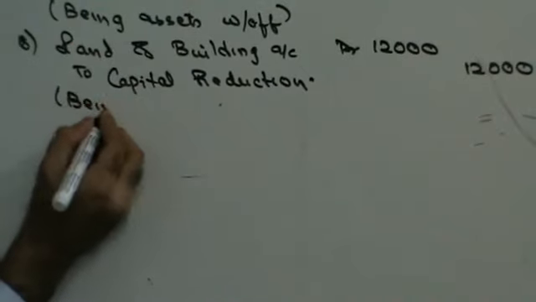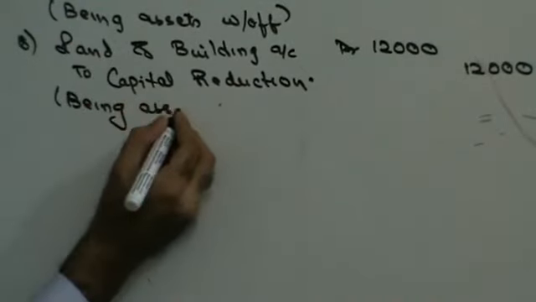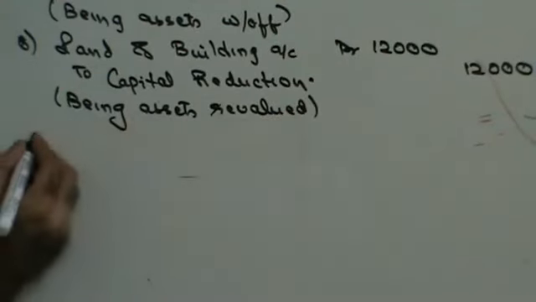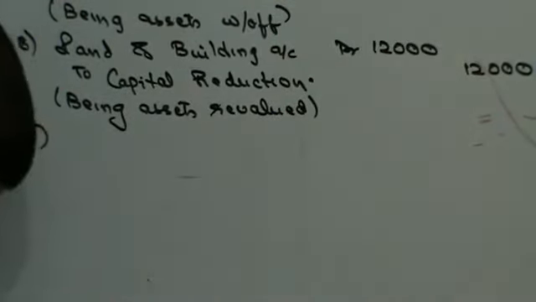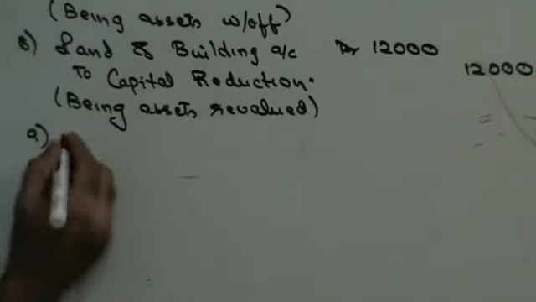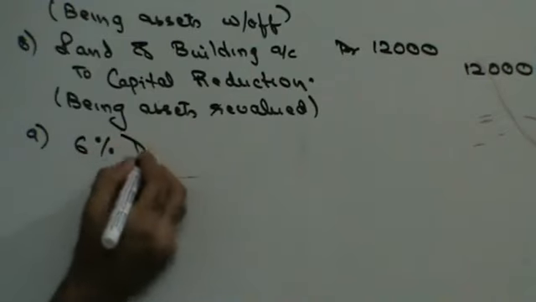being asset revalued. Right? Now, they are saying that the debenture holder took over one of the company's property in part satisfaction of the debentures and further provided cash of 90,000 on floating charges, the arrears of interest to be paid. Very good entry. Debit the receiver, 6% debenture account.